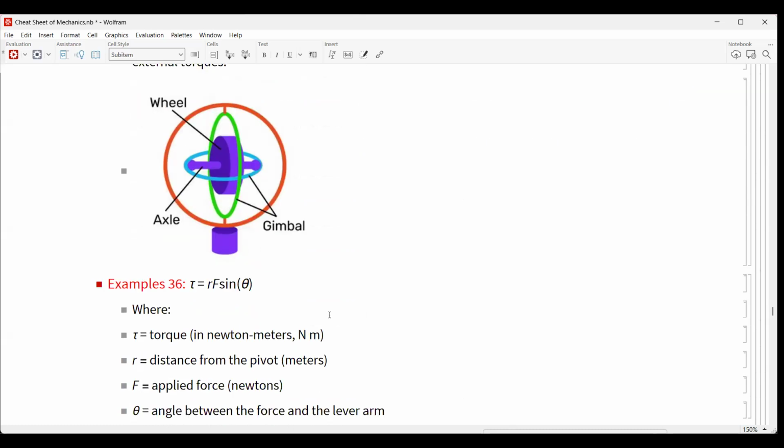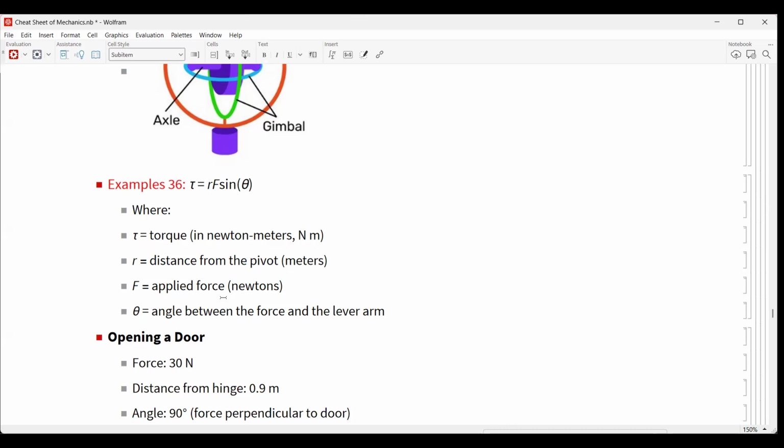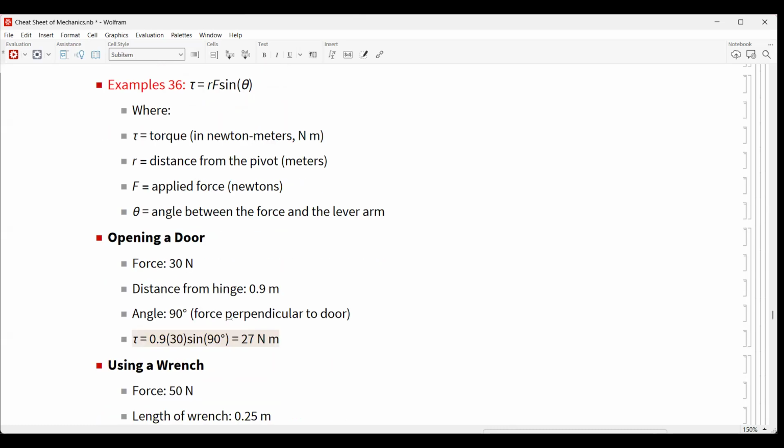So we have an example here where the torque equals r F sine of the angle. Tau is the torque in Newton meters, r is the distance from the pivot in meters, F is the applied force, and the angle is between the force and the lever arm. Opening a door, no?